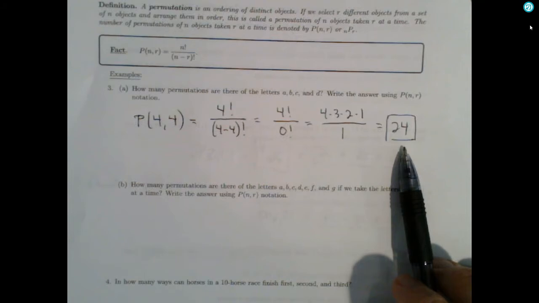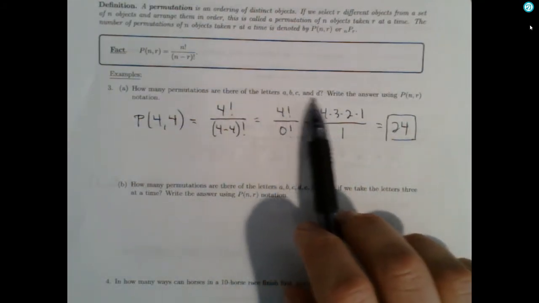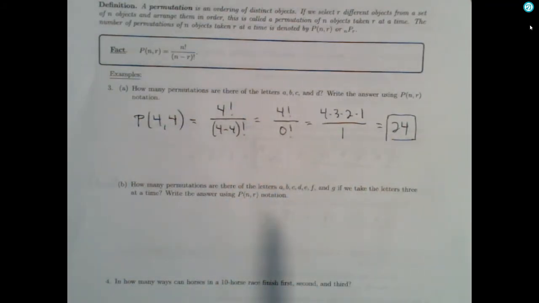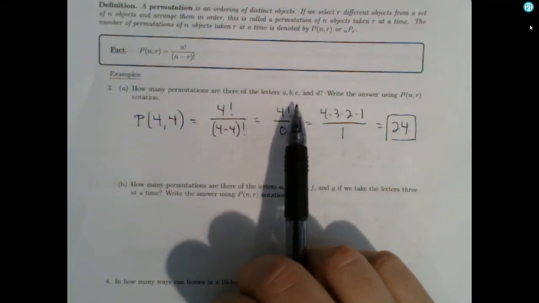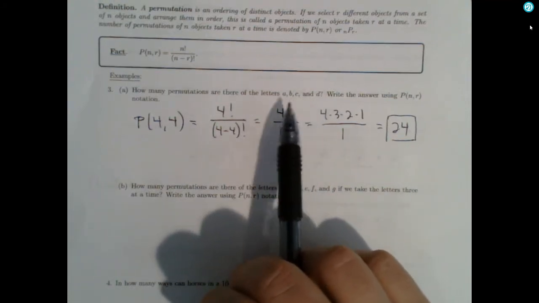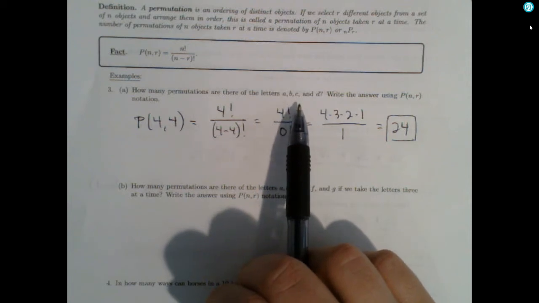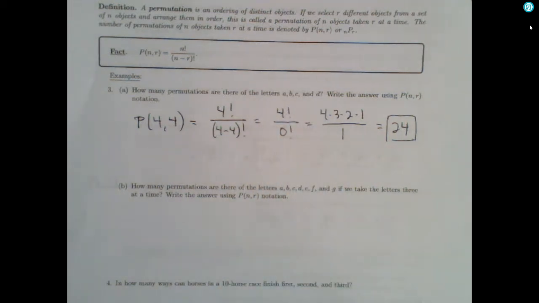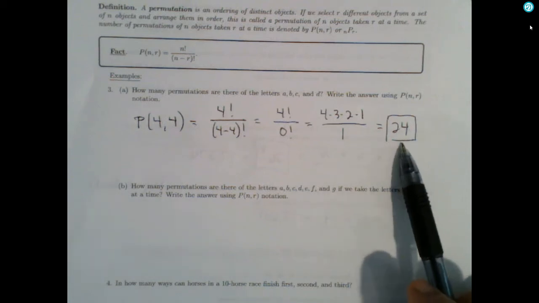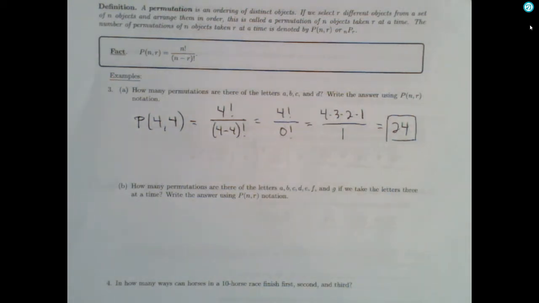So there are 24 different ways that you can arrange A, B, C, D, right? You could have A, B, C, D, A, B, D, C, right? A, C, B, D, A, C, D, B, right? And so forth. I'm not going to list them all, but yes, there are 24 different ways to list them.